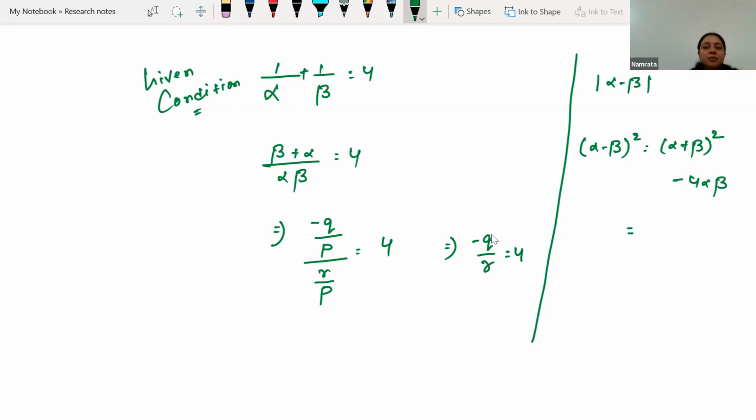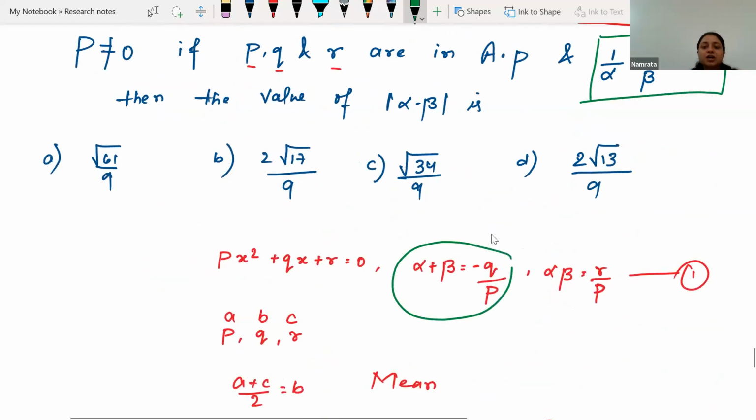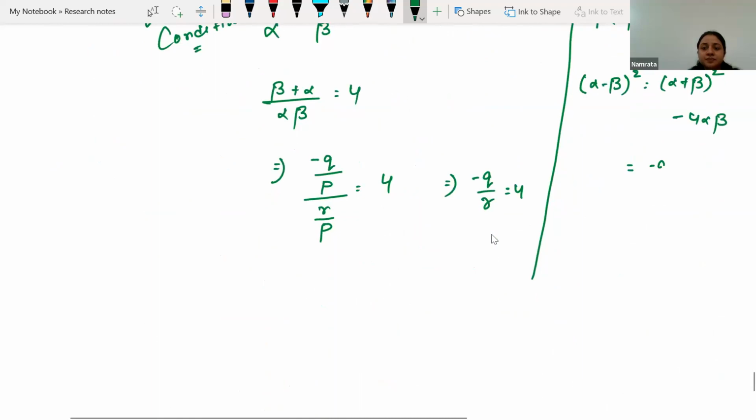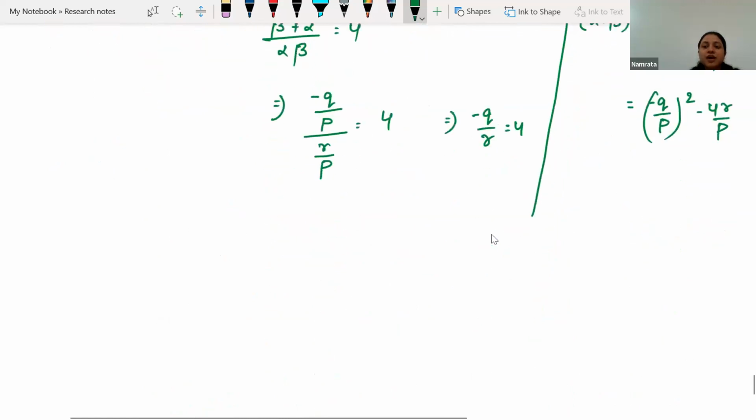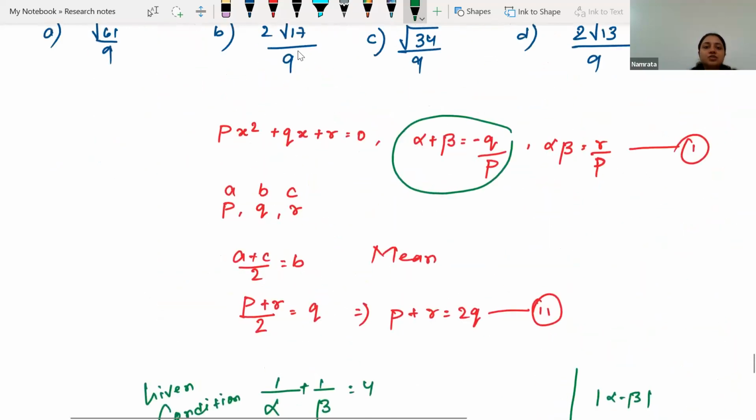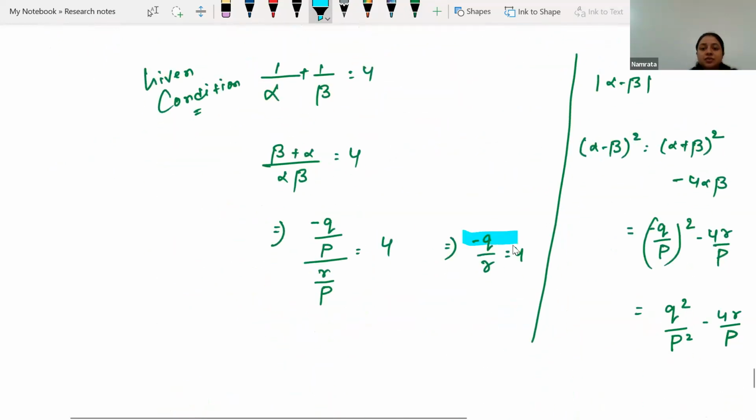So alpha plus beta whole square. What was alpha plus beta? Minus q by p, minus 4 alpha beta, that means 4 into r by p. Let's simplify it further. So we have q square by p square minus 4r by p, right? Let's see whether the information we have in hand is going to help us or not. This p plus r is 2q, and this one is 4.